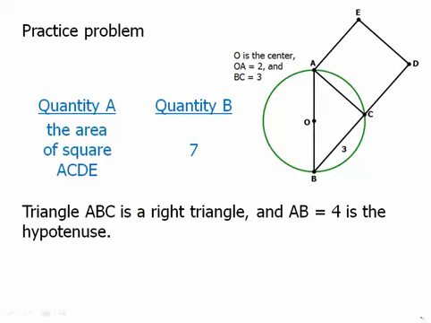We know that triangle ABC is a right triangle. We know that AB, the diameter of the circle, happens to be 4 because the radius is 2. So the diameter is 4 and AB is the hypotenuse of that triangle. So what we have is a right triangle with a leg of 3 and a hypotenuse of 4.